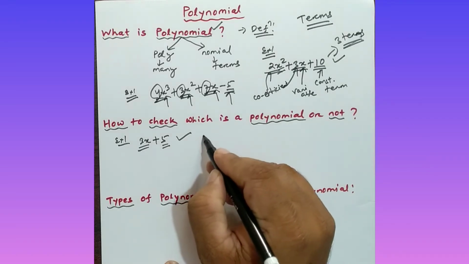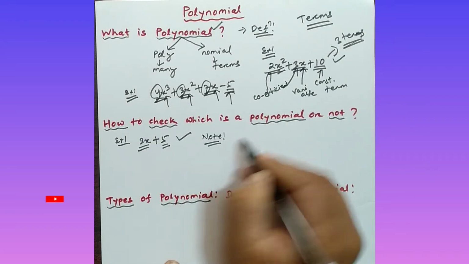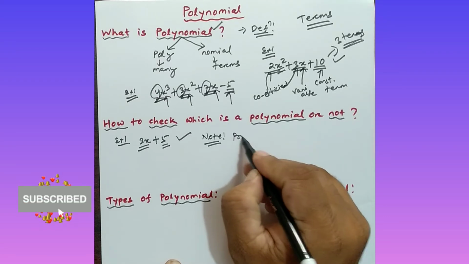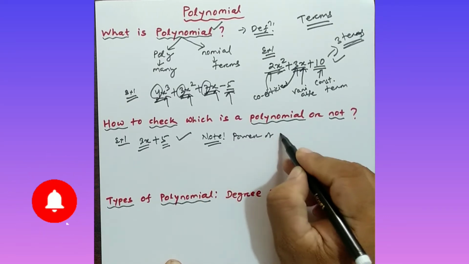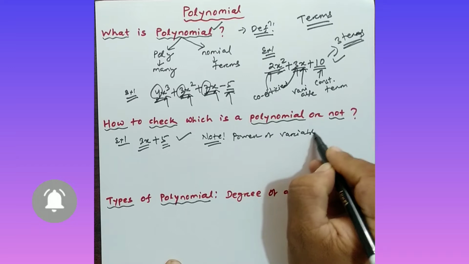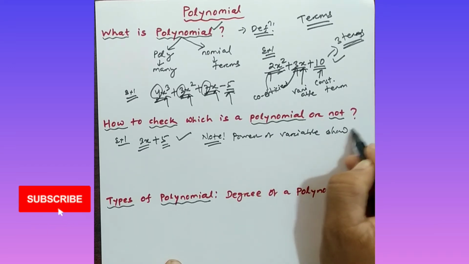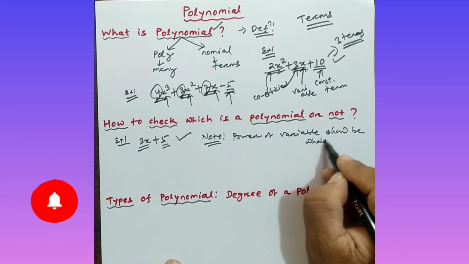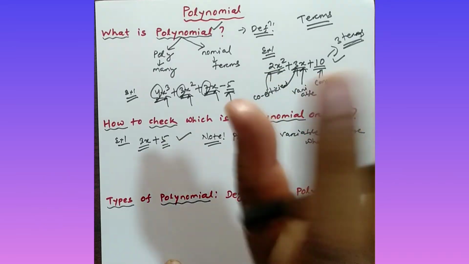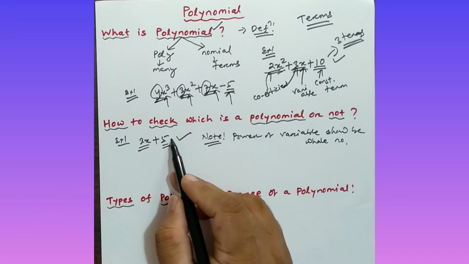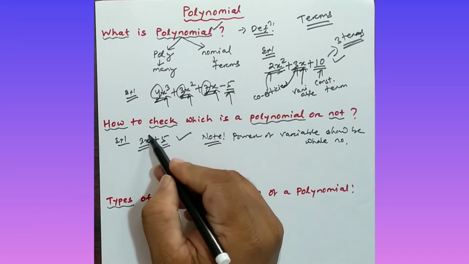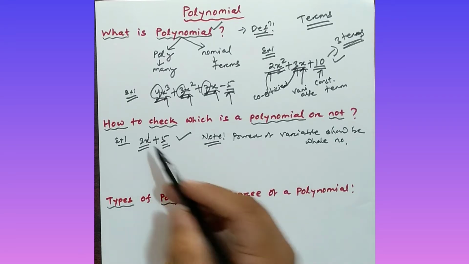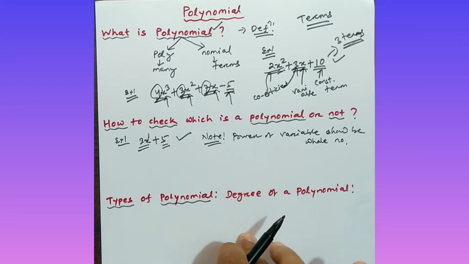That is the most important point, just remember what I'm saying. The power of the variable should be a whole number. Then it is called a polynomial, otherwise not. Look at 3x plus 5: is it a polynomial? Yes. The power part is 1 here, absolutely right. It is a whole number, and that is why it is called a polynomial.